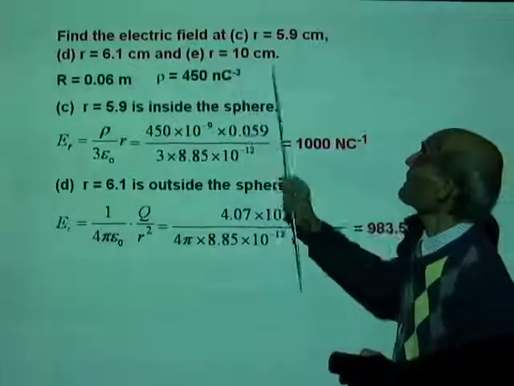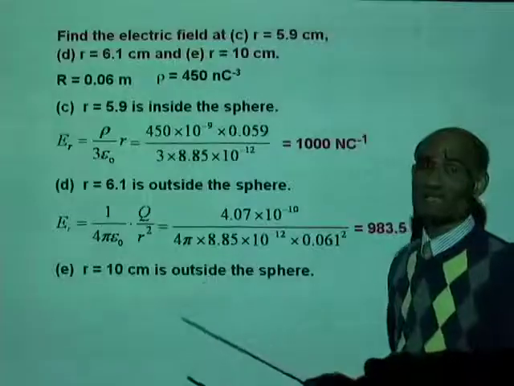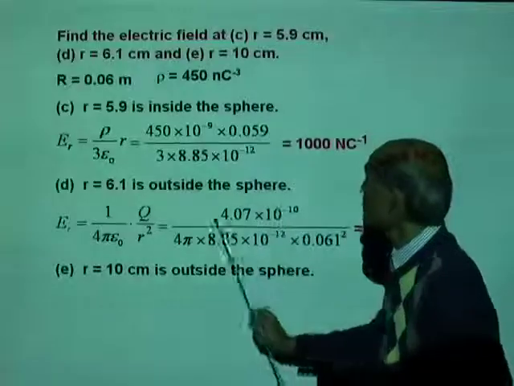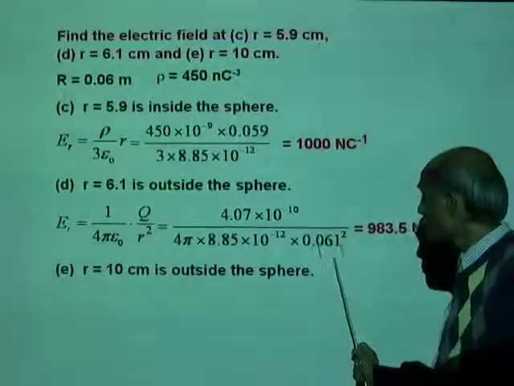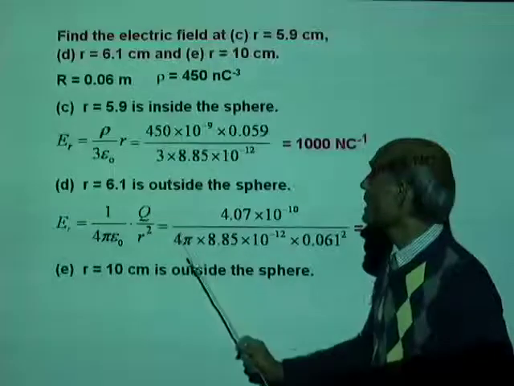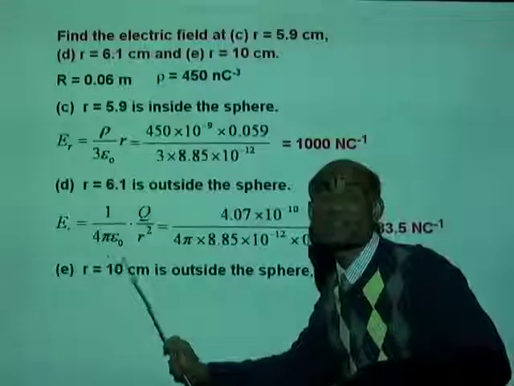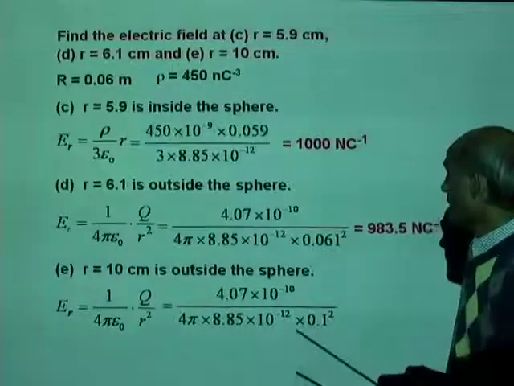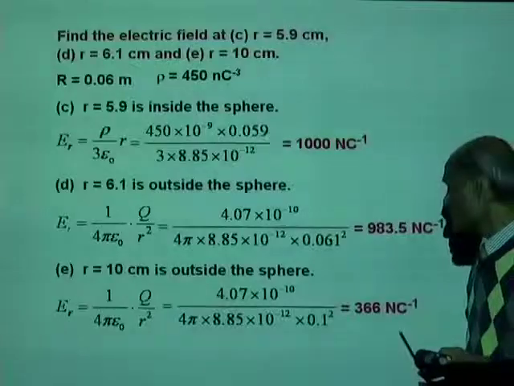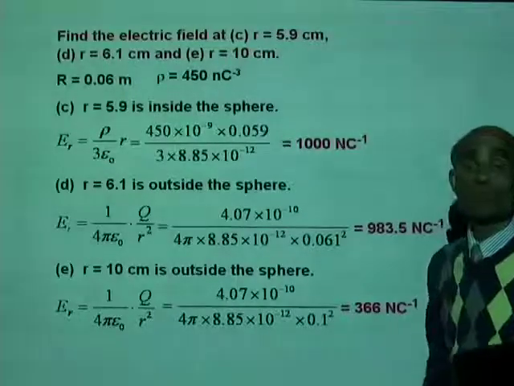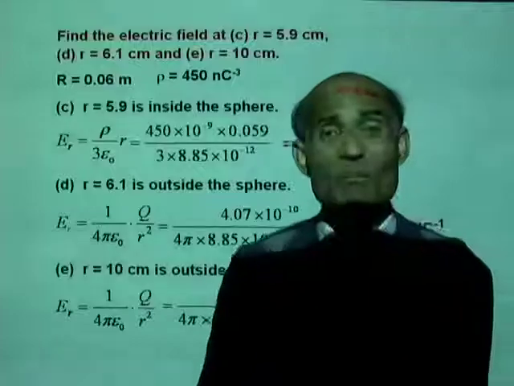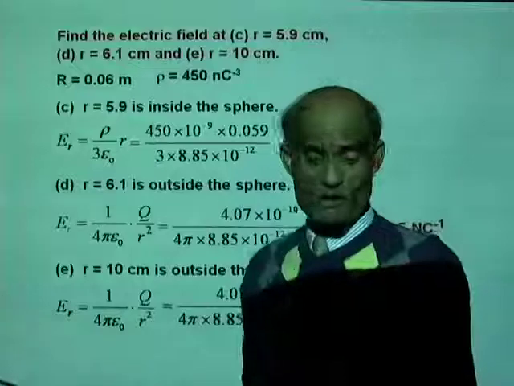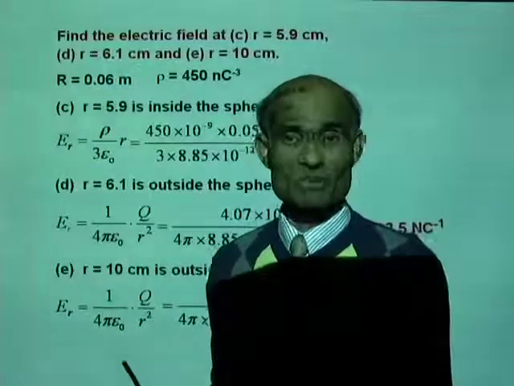How about the electric field at r equal to 10 centimeter? Well, the only difference is this distance. The distance 0.061 we used earlier will now become 10 centimeter or 0.1 meter. There you are, and that value is 366 Newton per coulomb. Once you know the basic method, problem solving in these areas is fairly simple.